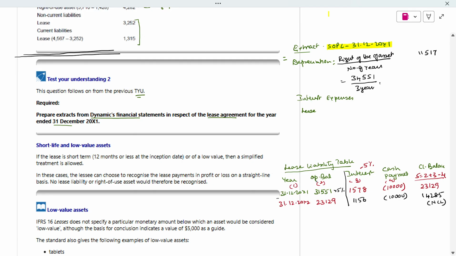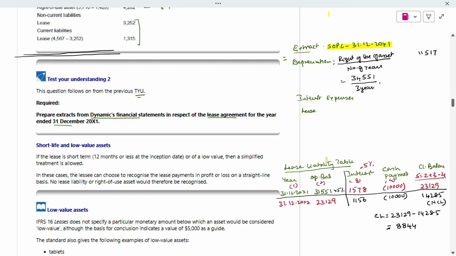This 14,285 is the non-current liability. Now we want to know what the current liability is. 23,129 minus 14,285. How much is the current liability? 8,844. Are you understanding? Yes. Slowly, the more we get, it will be clear for us.